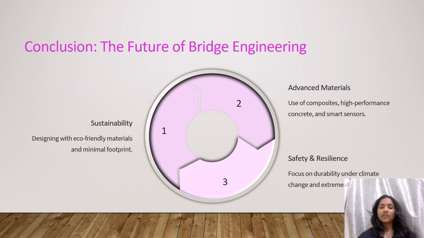Then safety and resilience. Safety and resilience emphasizes building bridges durable enough to withstand any type of climate change or any extreme natural event. So this is nothing but safety and resilience. A bridge should be constructed in such a way that it is able to withstand any pressure, any temperature change, any weather change, or any load out there. It should not fail.